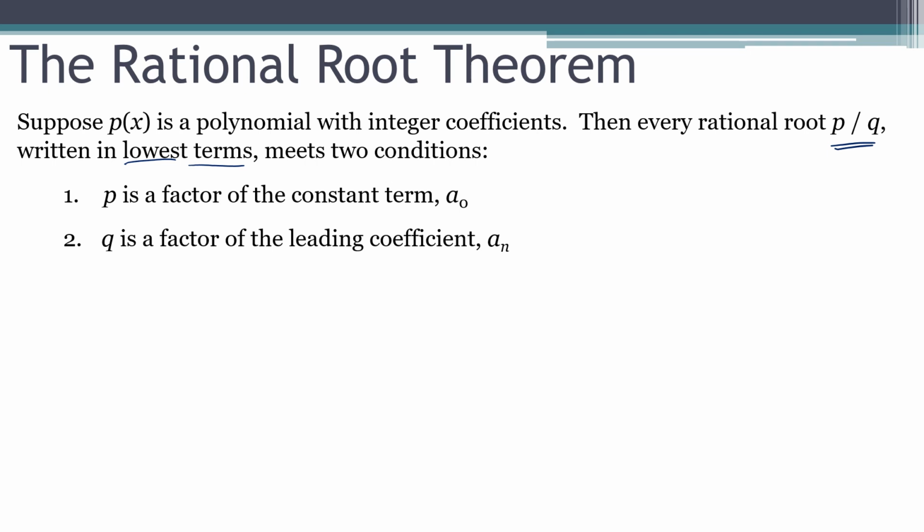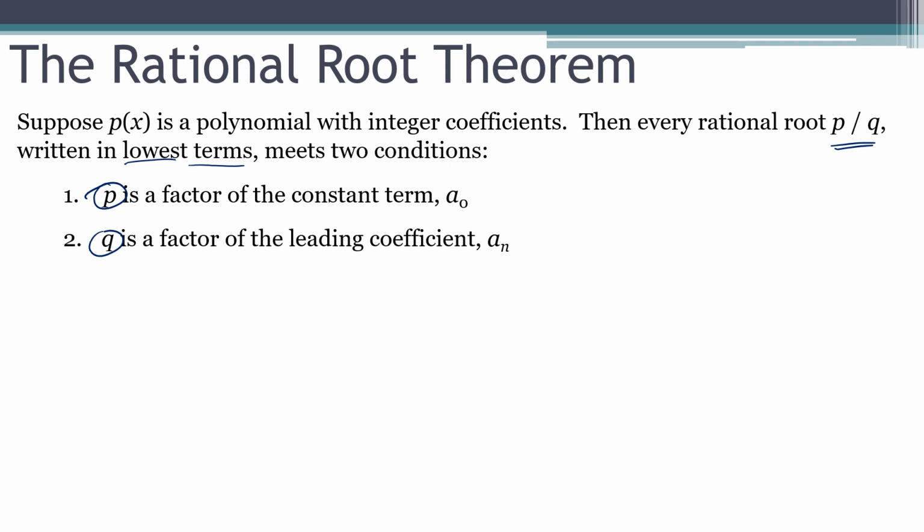So if p over q is a rational root, then two conditions are met. First, the numerator, p, is a factor of the constant term, the number at the end of the polynomial. In other words, it divides it, or it goes into it evenly. And q is a factor of the leading coefficient, that's the number out in front. So both of these two things have to be true.